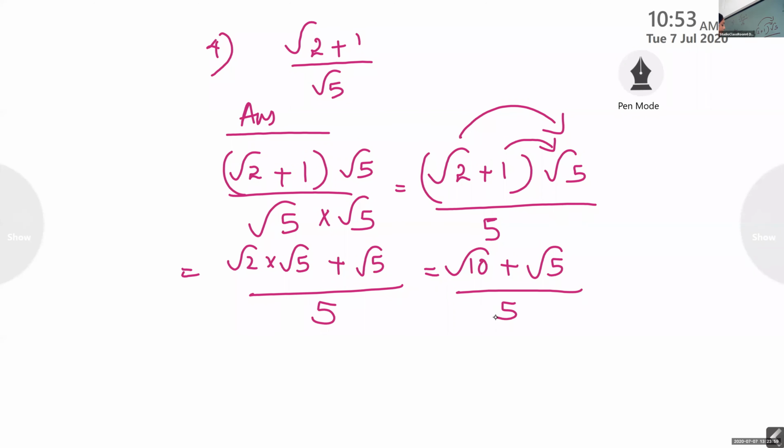Now, how can you do this? You know the value of root 10? What is the value? 3.162, very good. 3.162 plus, what is root 5?